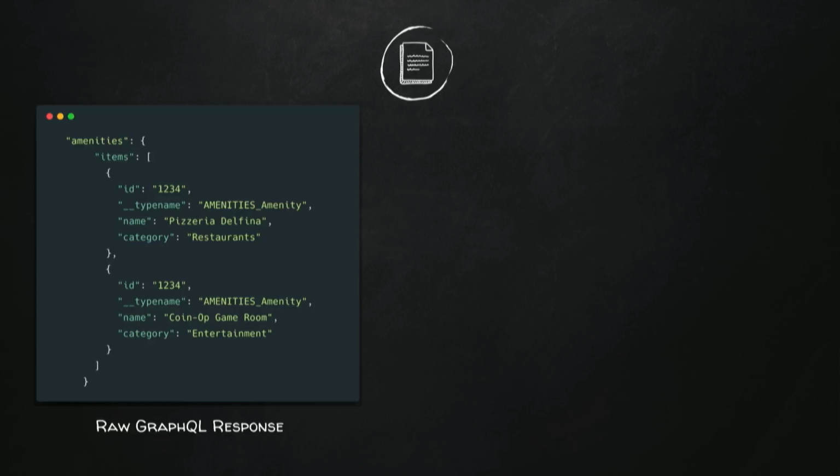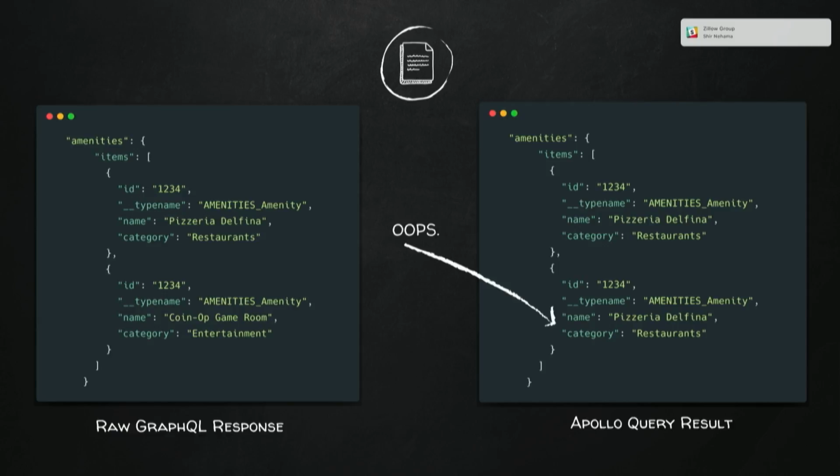Then it goes to the next item. It looks at ID 1234, type name amenity, finds it because it just put it in the cache, and fetches that instead. So the Apollo query actually caches based on those 2 fields, which is ID and type name. And they need to be unique together. So the result we ended up getting was Pizzeria Delfina twice.